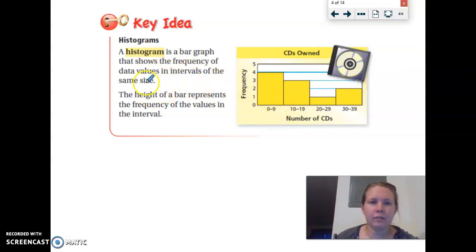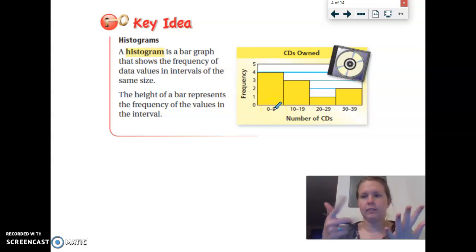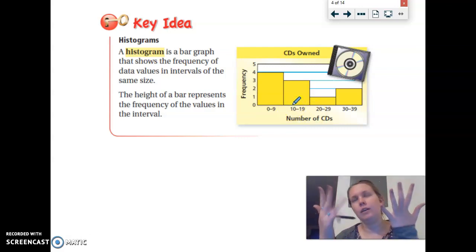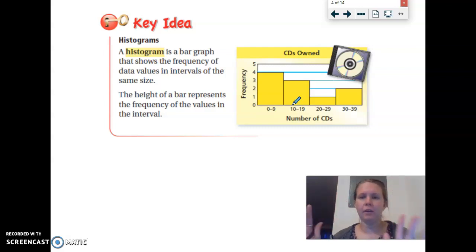They also say that the intervals are the same size. In this case, you're going from 0 to 9, which is a range of 10 different values, because 0, 1, 2, 3, 4, 5, 6, 7, 8, 9 is 10 values. The same thing happens here: 10, 11, 12, 13, 14, 15, 16, 17, 18, 19 also shows 10 different values. Every time you set those up, each bar is supposed to have the same amount of values. The height of the bar represents the frequency of the interval. That means 4 people voted that they have between 0 and 9, and so on.